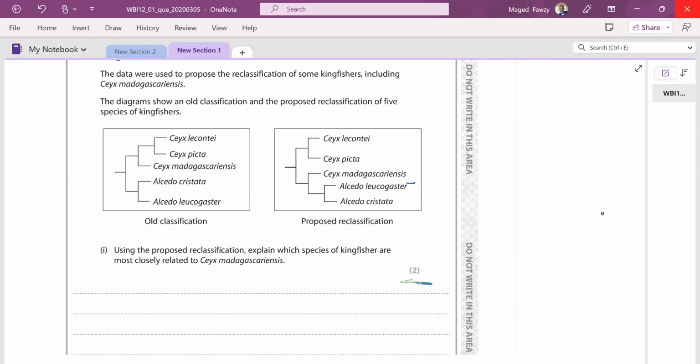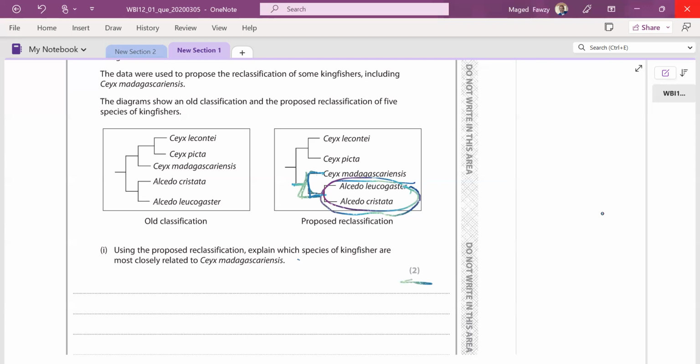So definitely those are the 2 species closest. As long as the branch originates from the same line, this means they are sharing the recent common ancestor. So both, and he is also telling you species, so both must be written together.